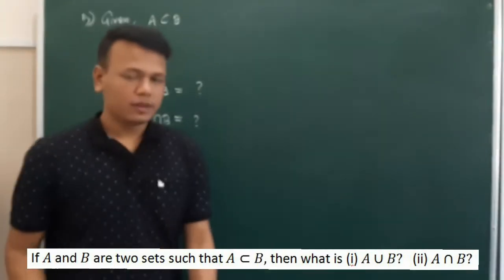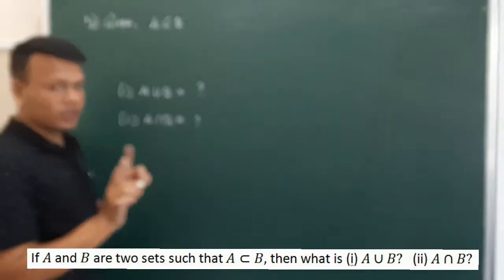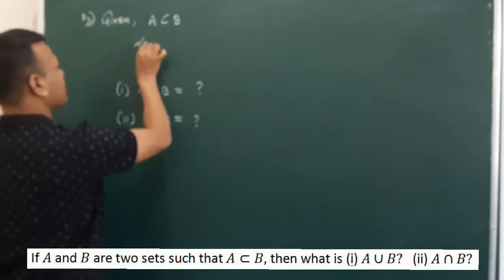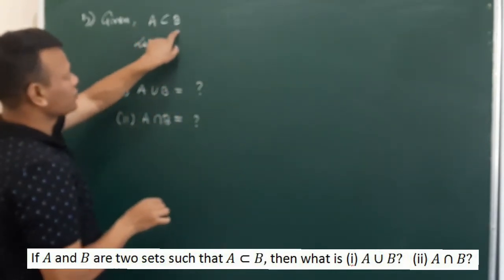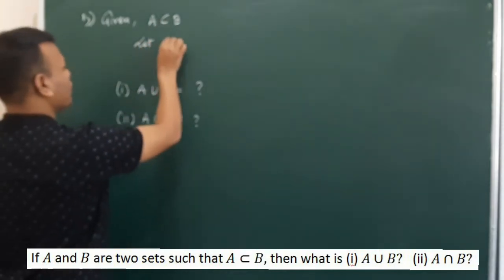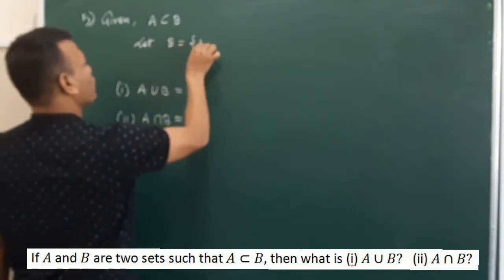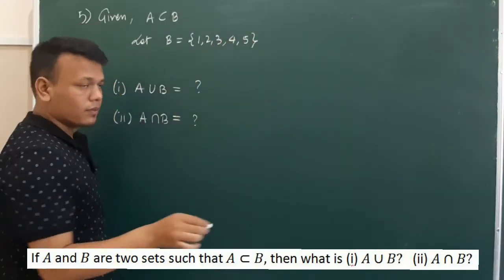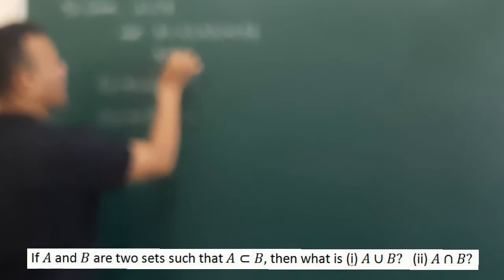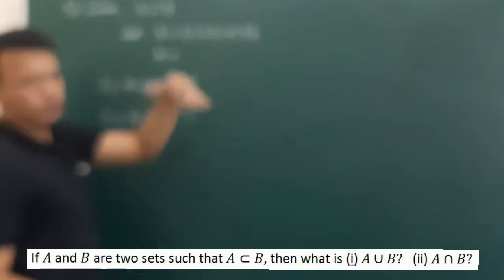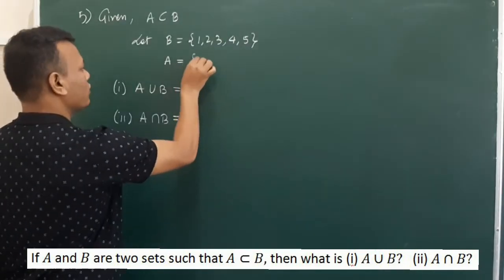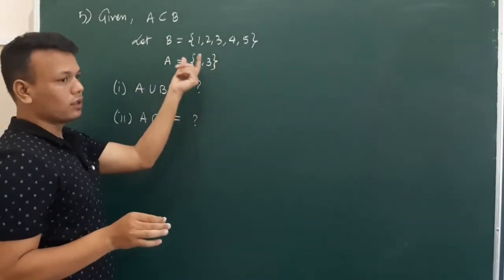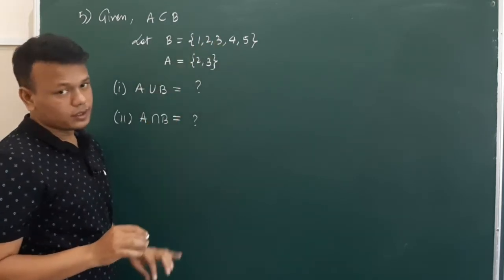Now let's take one random example out here. They are not asking us to prove here, so we can take an example. So A is a subset of B, right? That's why I am taking B first. Let me take B equals 1 2 3 4 5. All right, so we have A to be the subset, so let me choose a few elements. For example, let me choose only 2 and 3. So we can say that the set 2 3 is a subset of this.